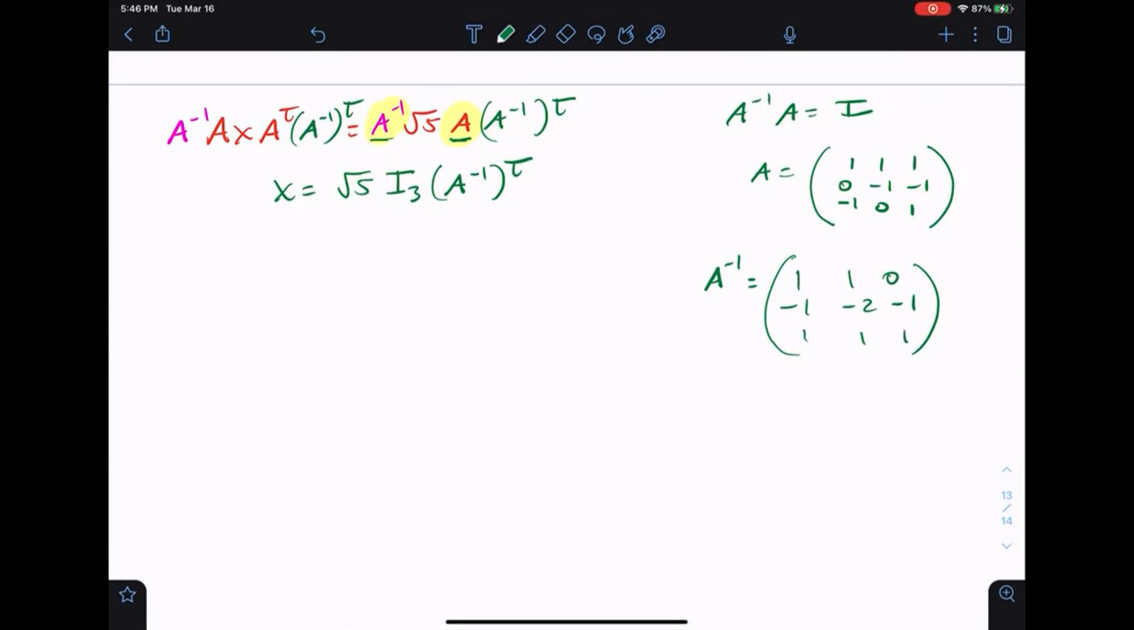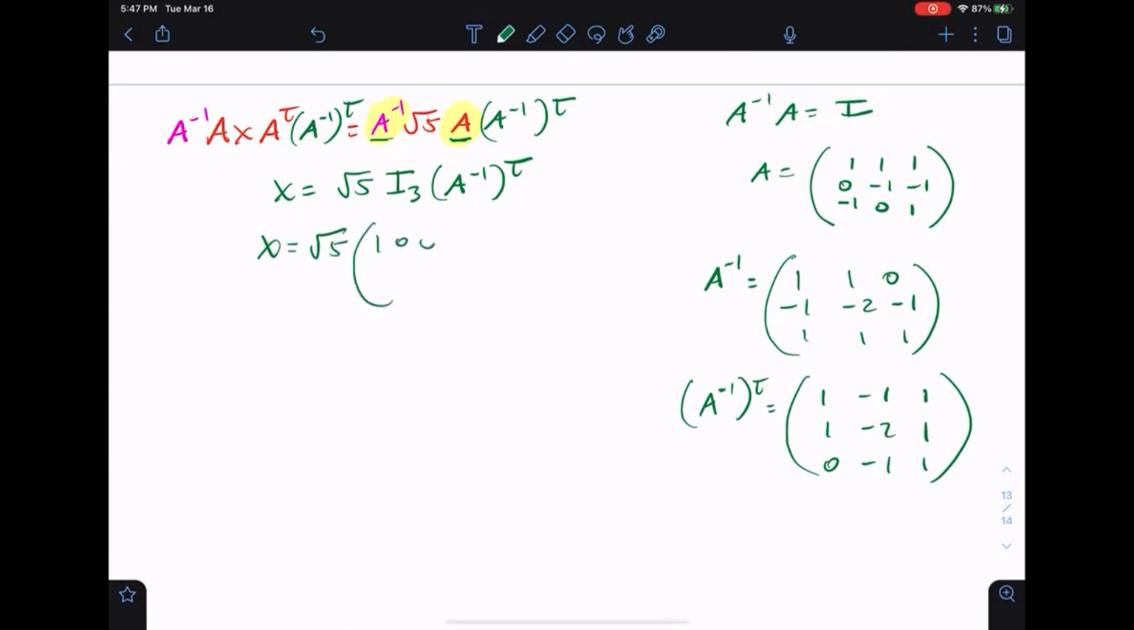But remember, I have to do A inverse and the transpose of that, right? So A inverse transpose. So the transpose is what? Just change the rows with the columns, right? So this is 1, negative 1, 1, negative 1, 1, 1, negative 2, 1, 0, negative 1, 1. Yes? So that's the transpose of that. Now, yeah, so this is what? X equals root 5 times 1, 0, 0, 0, 1, 0, 0, 0, 1 times, right? This thing that I just found.